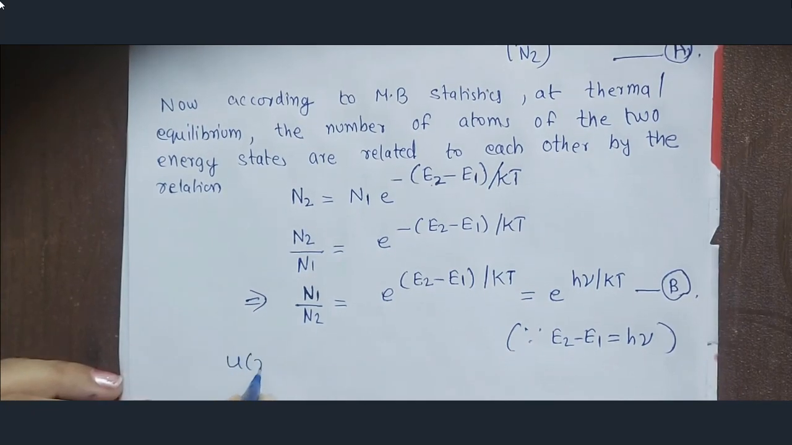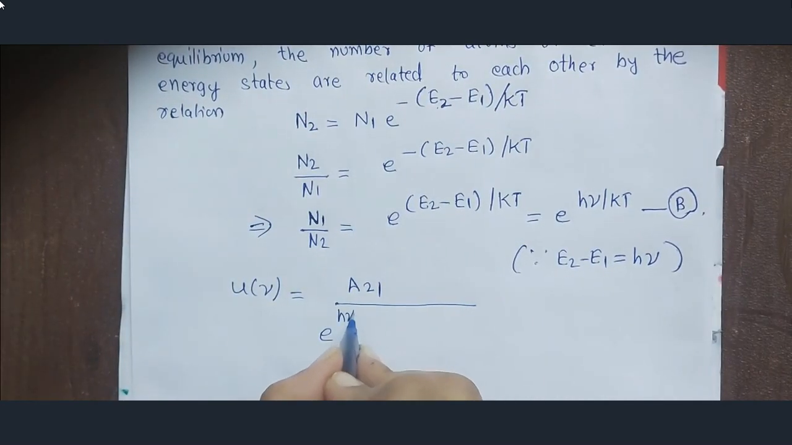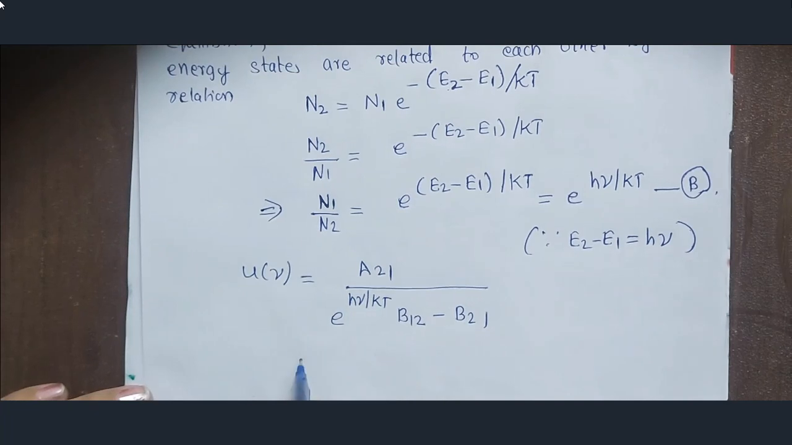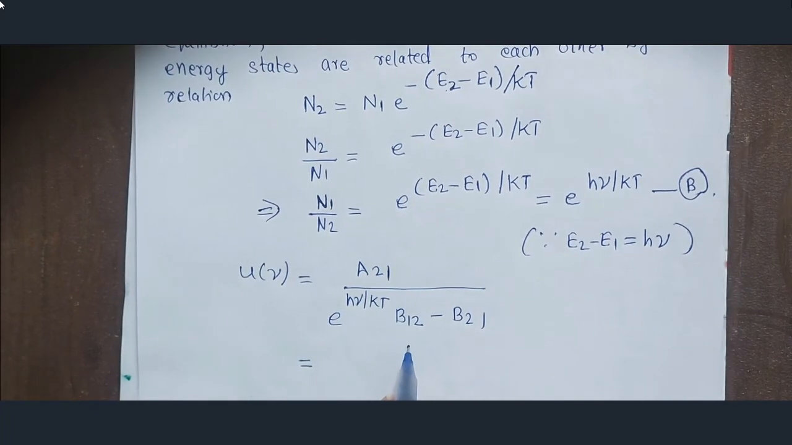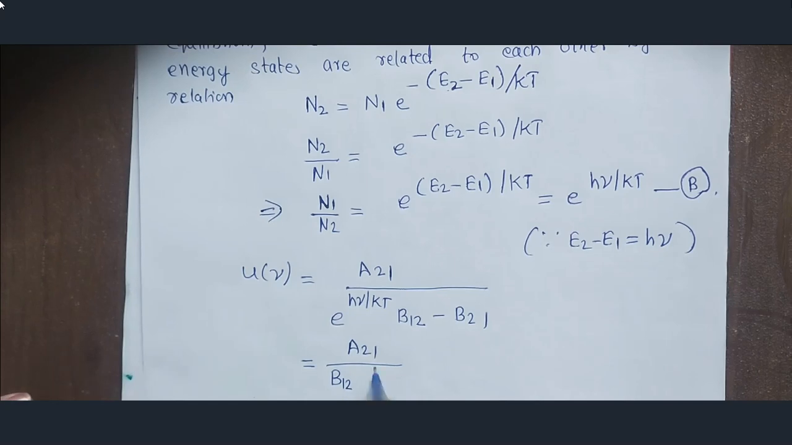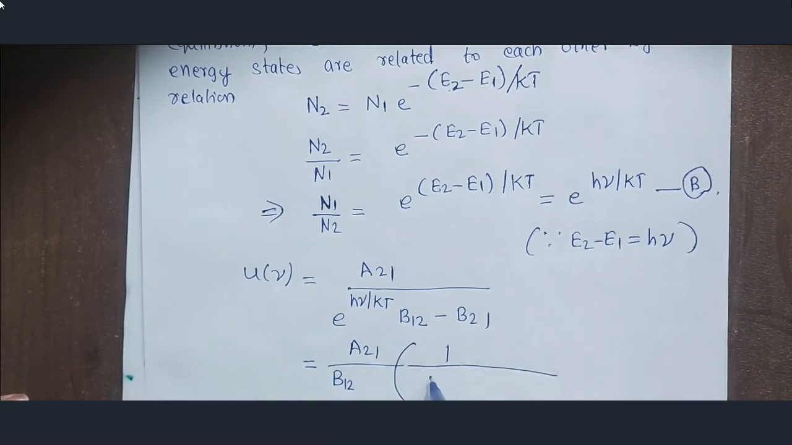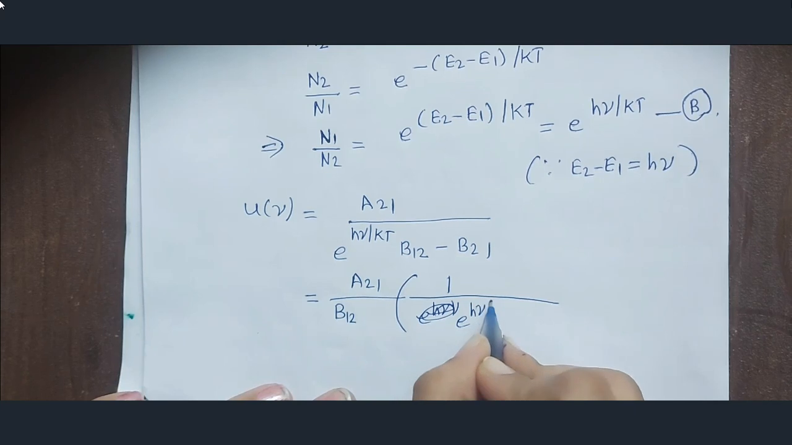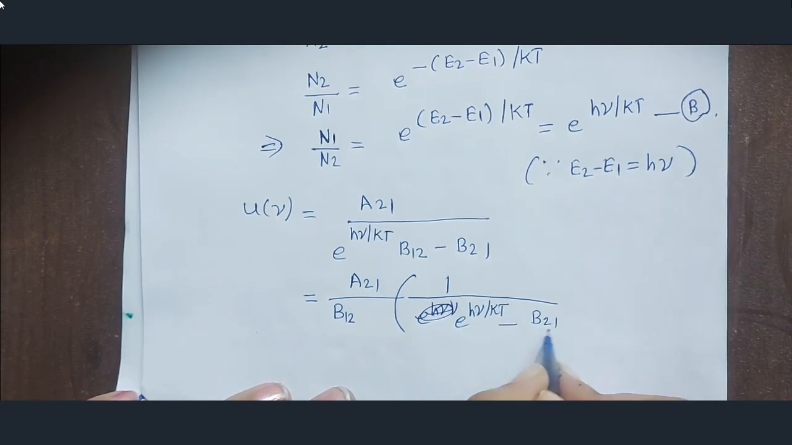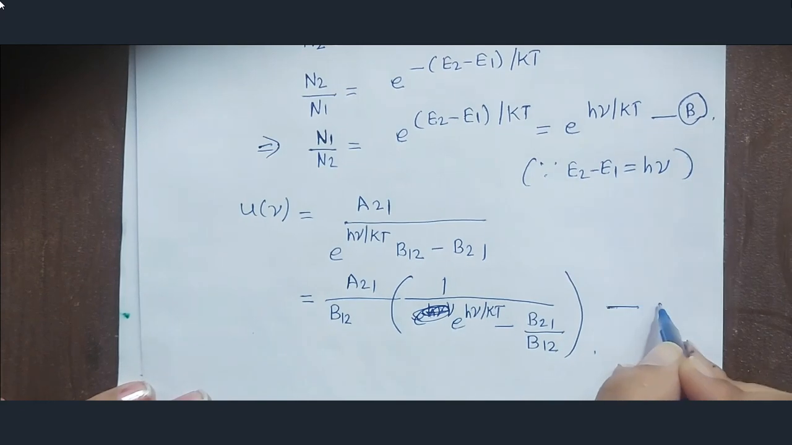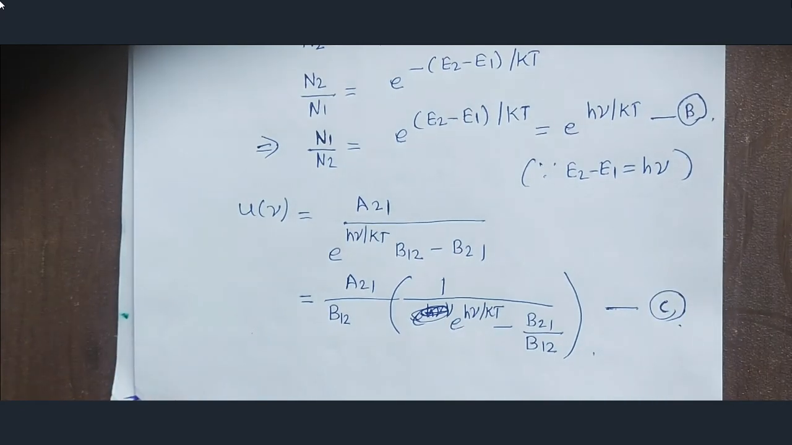so u of nu is equal to A21 divided by (e to the power h nu upon KT B12 minus B21), which is equal to, we will take B12 common. So A21 upon B12, and inside the bracket it will be 1 upon (e to the power h nu upon KT minus B21 upon B12). This is equation B. Now we will use the Planck's radiation formula directly.